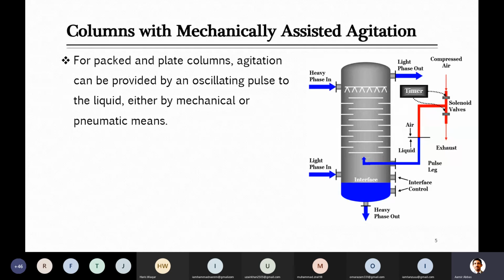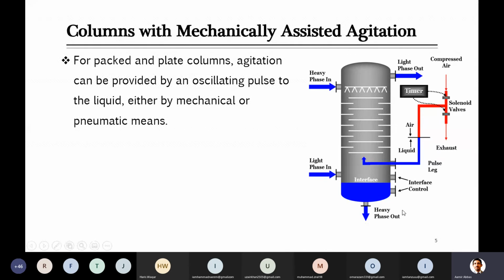If we can oscillate, if we can just move these packings as well as the trays while keeping them inside the column, not pulling them out, and if you can vibrate them, for example, with the help of some mechanical equipment, then that will help you to increase the agitation inside the liquid as well. The other is, for example, bubbling of some fluid, and that fluid here is air. If we can just pulse, or send pulses, just send something for a very short time.